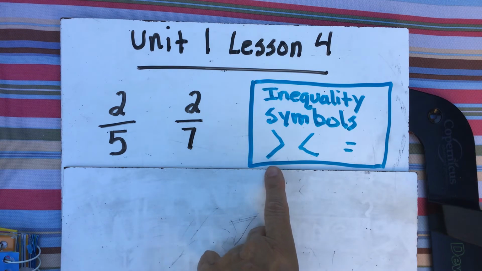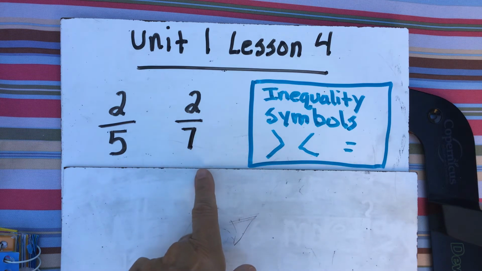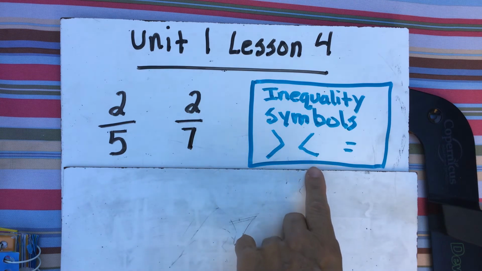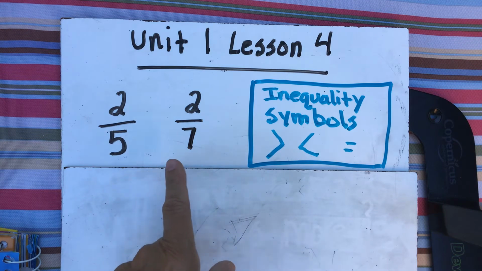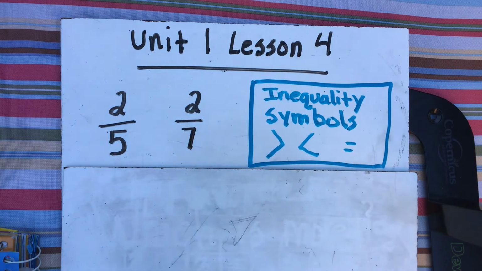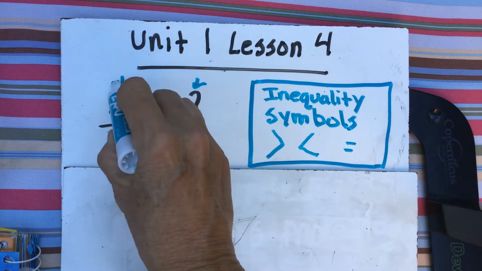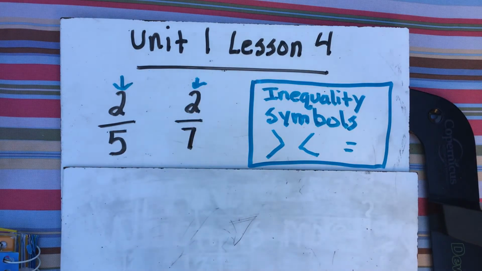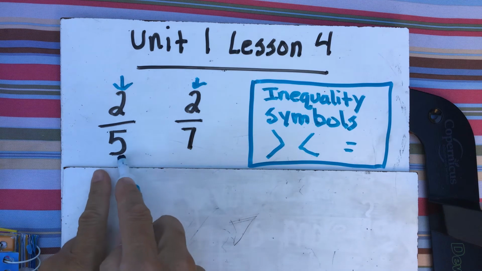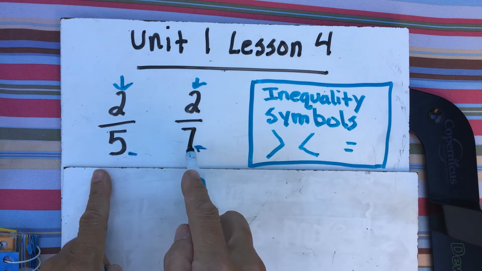So we're either going to use the greater than symbol to say that 2/5 is greater than 2/7, or we're going to use the less than symbol, 2/5 is less than 2/7, or we're going to say that they're equal. So what I want you to notice in these two fractions is that the numerators are the same. These numerators, the number of unit fractions, is 2. But notice the bottom. This fraction is divided into 5 parts, and this fraction is divided into 7 parts.